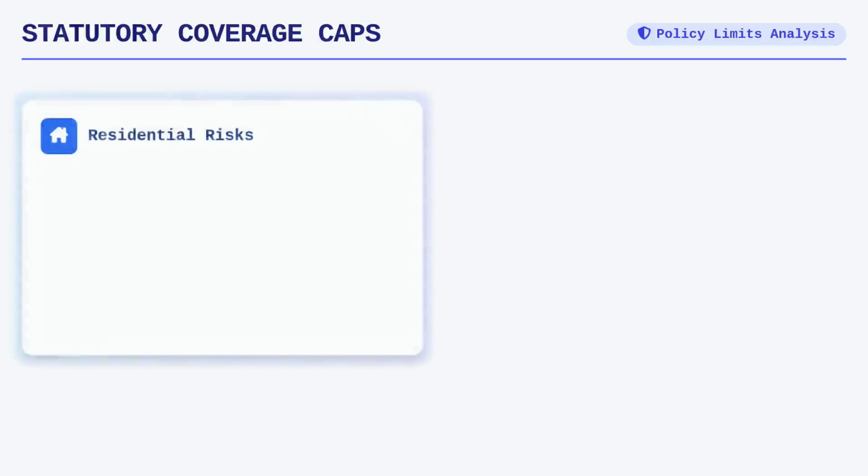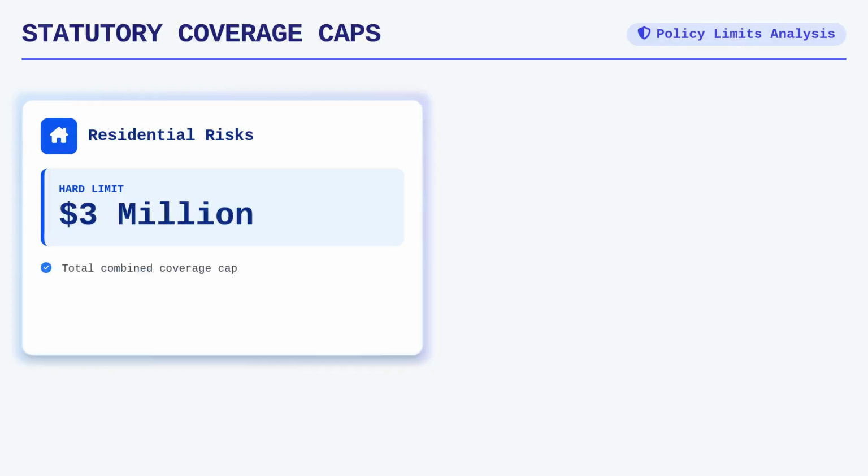We also need to analyze the strict statutory coverage caps that govern these policies, which represent hard limits regardless of the actual replacement cost of a high-end property. For residential risks, the total maximum limit of liability across all combined coverages, which includes the primary structure, other structures, personal property, and fair rental value, is strictly capped at $3 million.